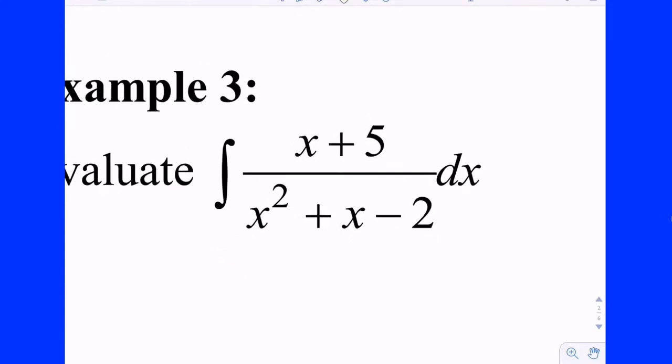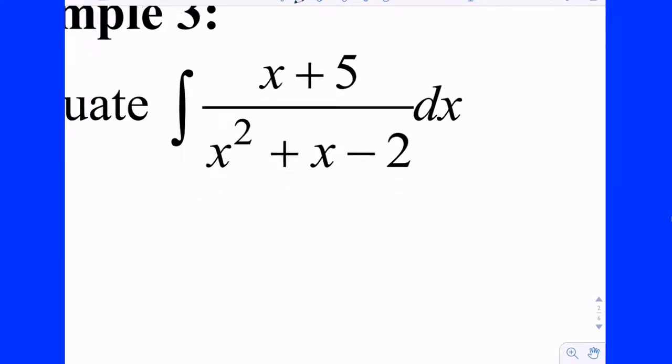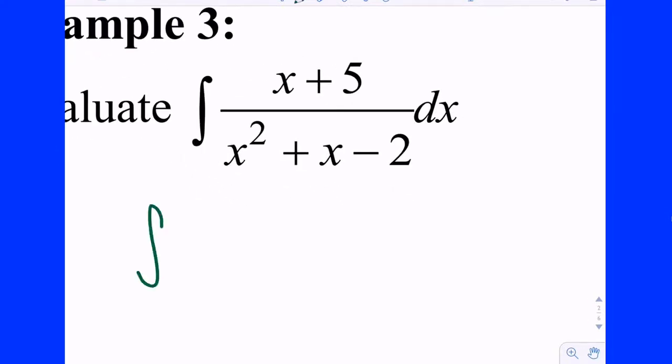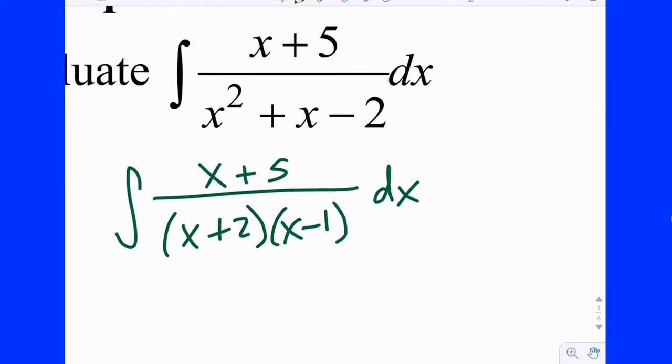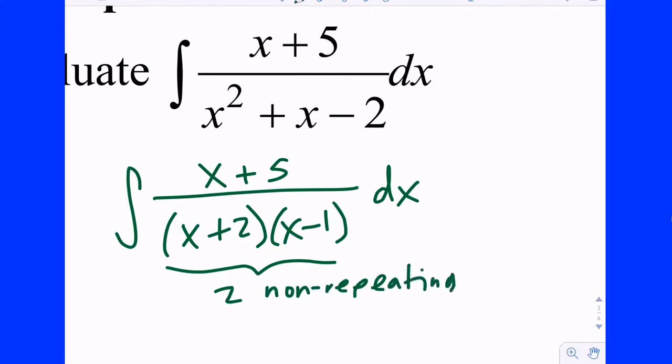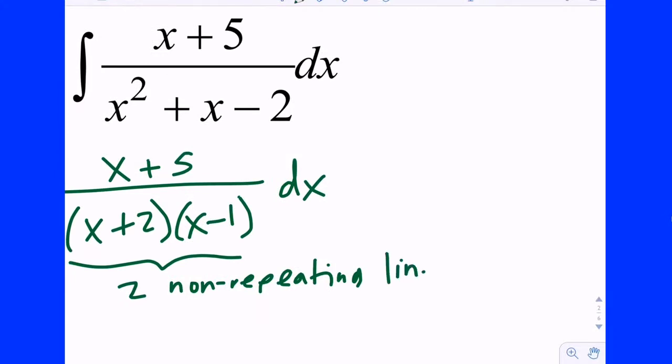So here's how you're going to do partial fraction decomposition by the Oliver Heaviside cover-up method. Step one, if it's not already done, factor the denominator. All right, so that's going to be x plus 2, x minus 1. Now notice it factors into the product of two non-repeating linear factors.